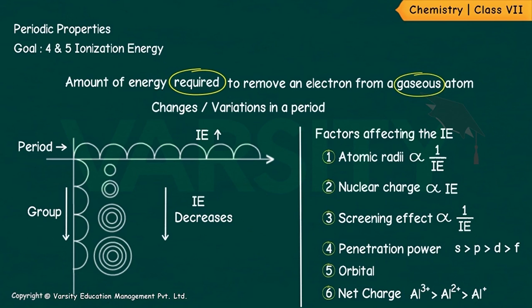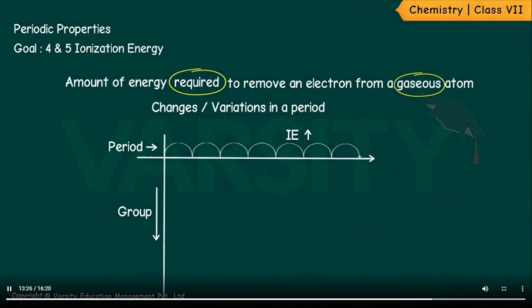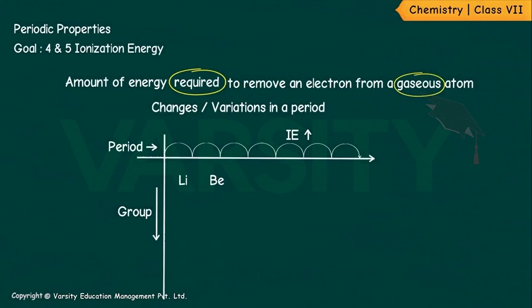Here, we will take one example across the period and down the group and see how the factors will be affecting. We will take the example of one group of elements. We have here lithium, beryllium, boron, carbon.